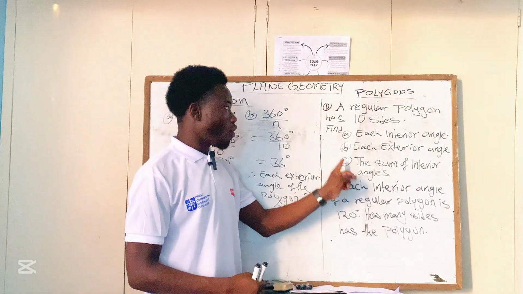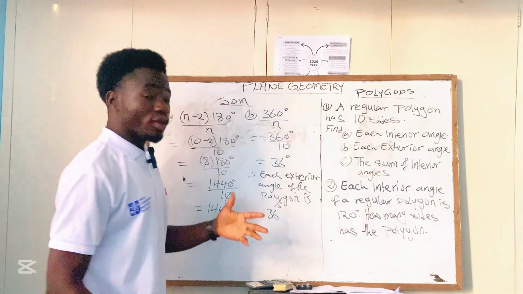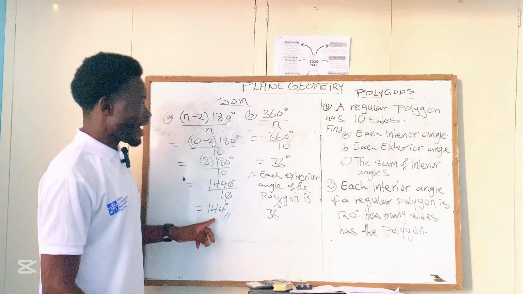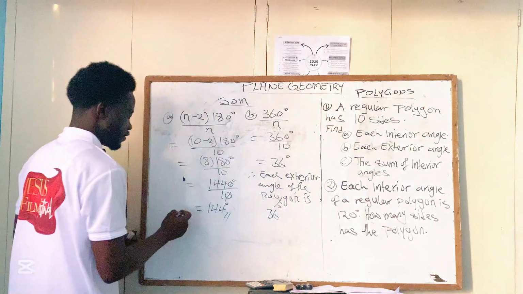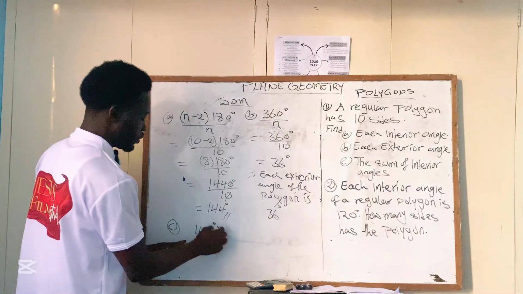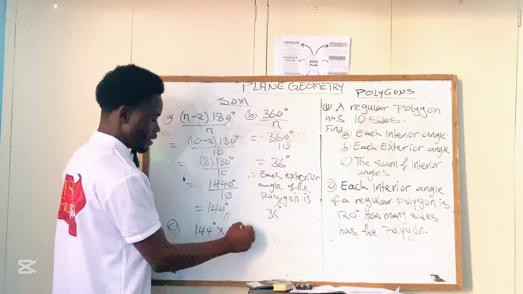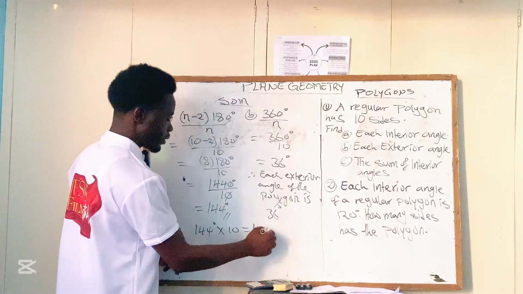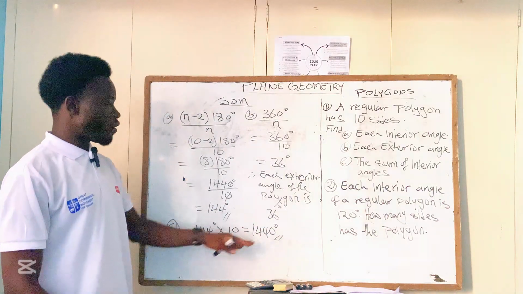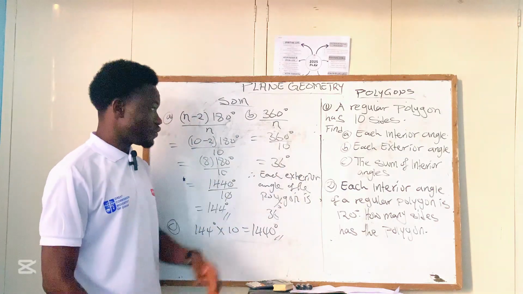Now the last one on question 1 is saying to find the sum of interior angles. Because we have already found each interior angle, which is 144, I can easily get the sum. So C, the sum of interior angles, is 144 degrees times the number of sides. And the number of sides here is 10. And this is going to be equal to 1,440 degrees. So that's the sum of all of them, because each angle is 144 degrees. So multiplying by 10 will give you the result.